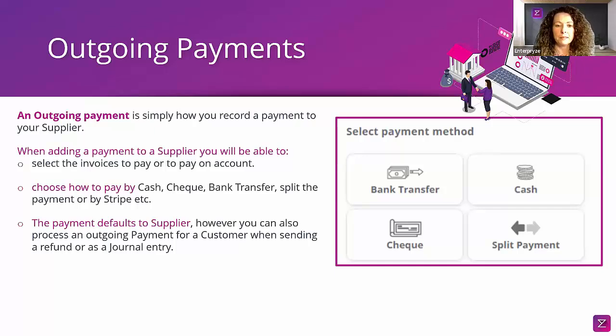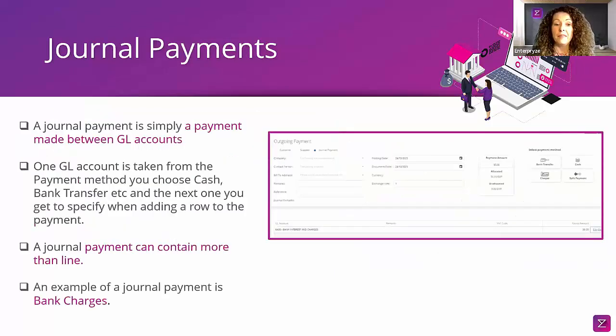settings for your payments. And then, of course, we come to the journal payment itself. It's simply a payment made between two or more GL accounts. The primary GL is always the bank account. So whether you process the journal payment on the incoming or the outgoing screen, it's always first and foremost to the bank account that you choose, and then one or more other GL accounts that you need to split that payment from. So payments can contain more than one line. And of course, the primary example is the bank charges that we've mentioned already.